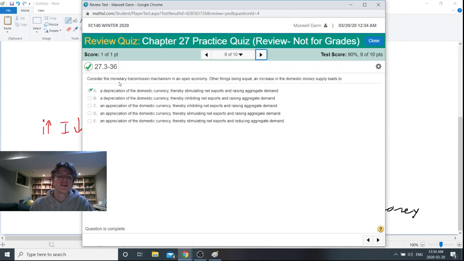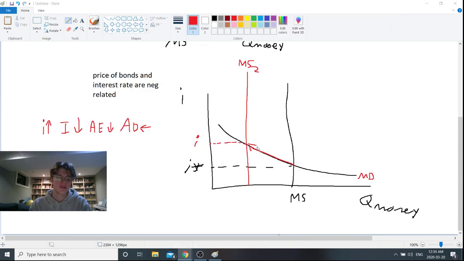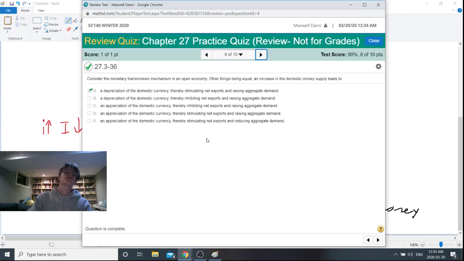Okay, consider the monetary transmission mechanism in an open economy. All other things being equal, an increase in the money supply. I kind of talked about this already, talking about inflation. What's going to happen? If there's an increase in the money supply, it's not going to decrease, it's going to depreciate our currency. Our currency that we held before is worth less. If you only held $5 and then you gave everyone $10, that $5 that you held is worth a lot less now because now you have 15 as your whole wealth.